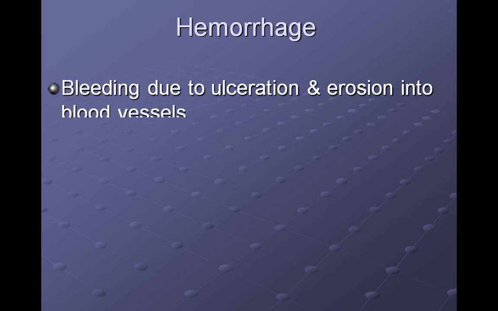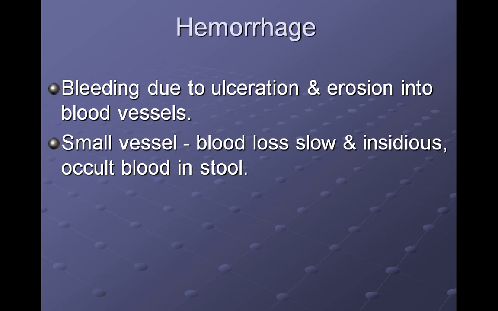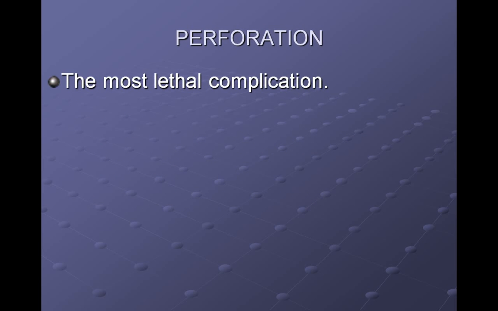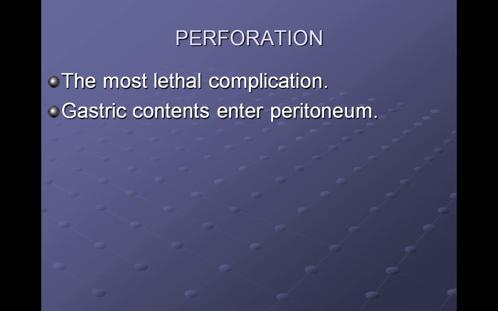Let's look at hemorrhage first. Bleeding is due to ulceration and erosion into the blood vessels. Small blood vessels, if involved, have a slow blood loss and it is insidious, with occult blood in stool. With larger vessel involvement, the person can bleed out and have frank hemorrhaging. Perforation as a complication is the most lethal complication.